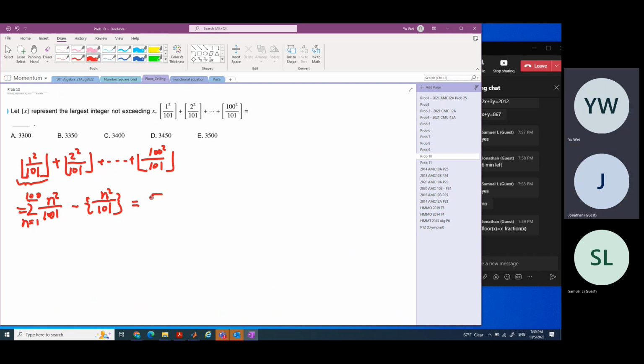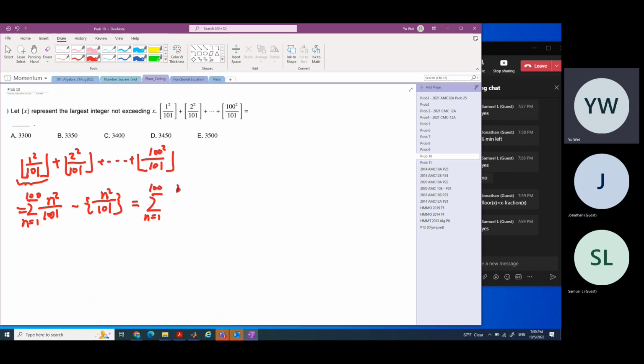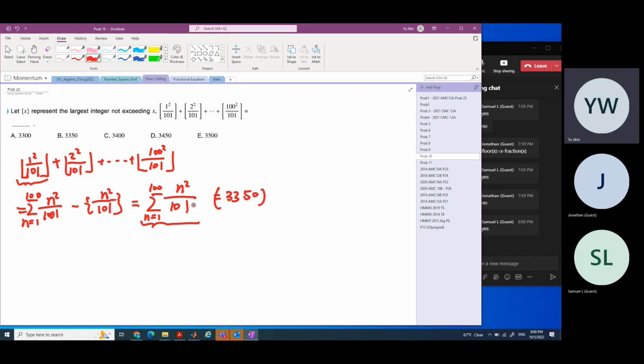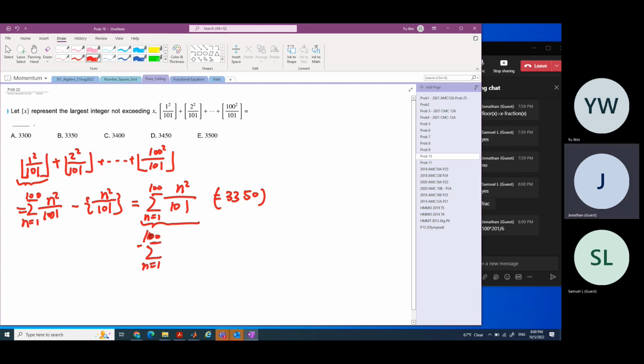So the first part, does anyone have difficulty with the first part? This one is quite trivial, right? Now this part is 3350. Okay. Now the difficult part is the second part, minus the sum from n equals 1 to 100 of the fractional part of n square over 101, right?